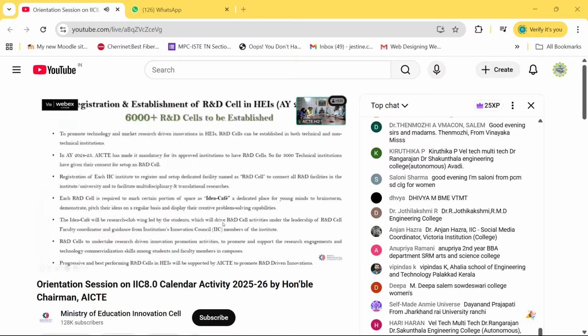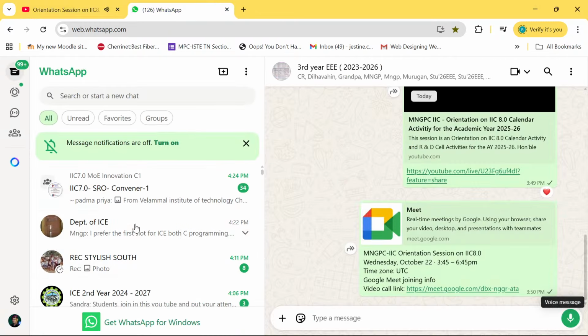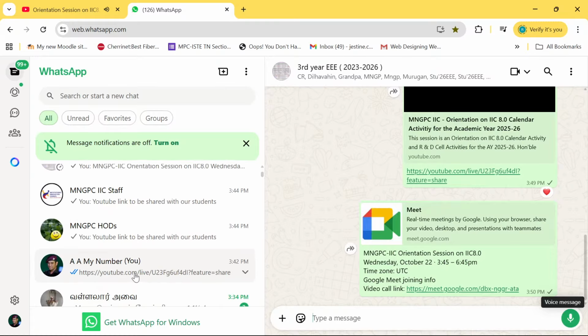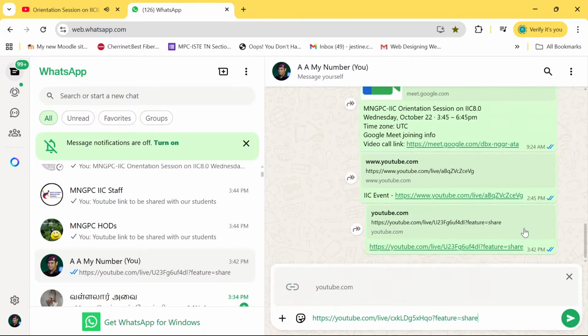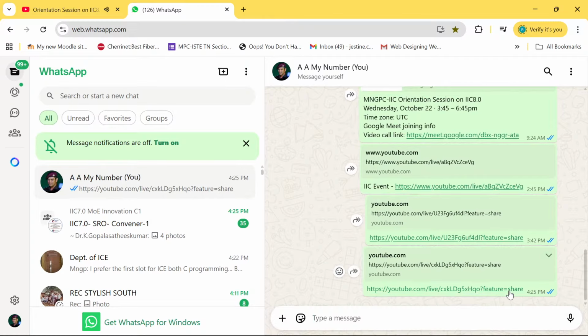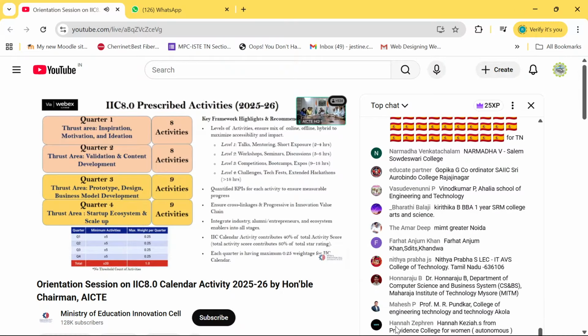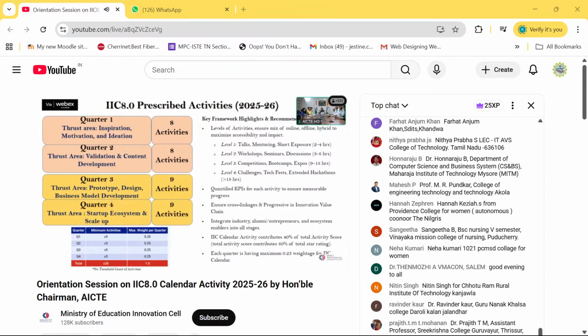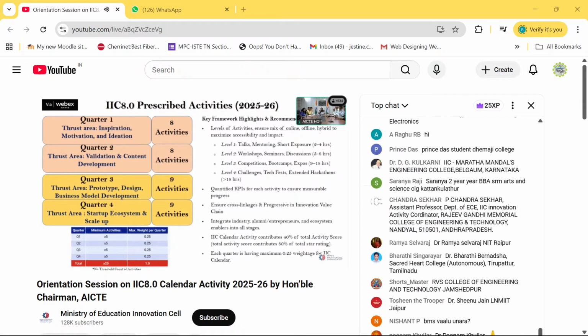So for the IIC 8.0 prescribed activities, if you see the whole year, we have broken it down into 4 quarters: quarter 1, quarter 2, quarter 3, and quarter 4 of 3 months each. And in each quarter, institutions are supposed to organize 8 to 9 activities, so in total around 32 activities they will organize. And a minimum of 20 activities they are supposed to organize, and the maximum weightage they will get is 40% of the total score. That means out of a total of 100%, 40% weightage is allocated for IIC 8.0 prescribed activities.